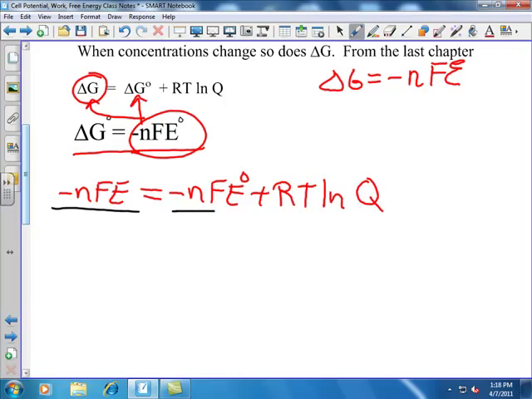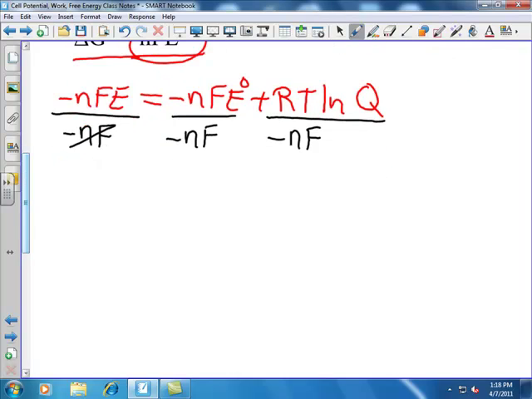We're going to divide each one of these by minus nF. That's it. So I'm going to divide this by minus nF, and this by minus nF. E equals E0 plus RT natural log Q over negative nF.